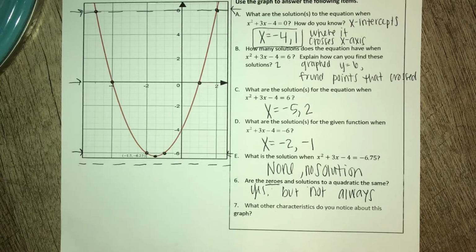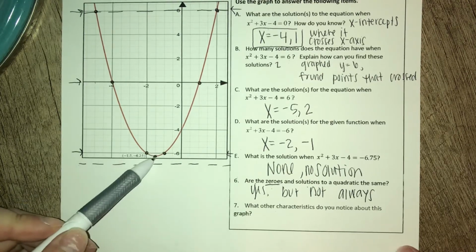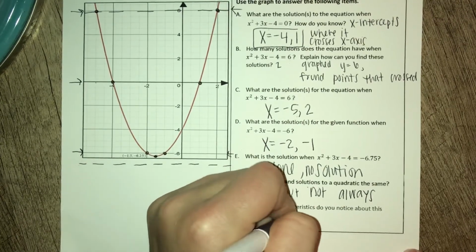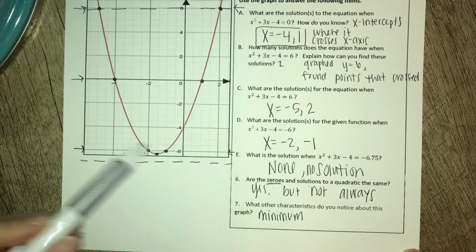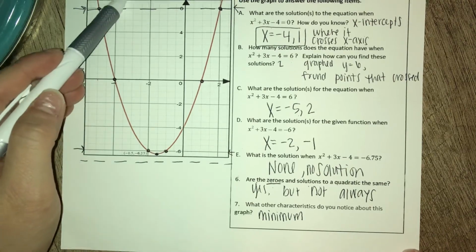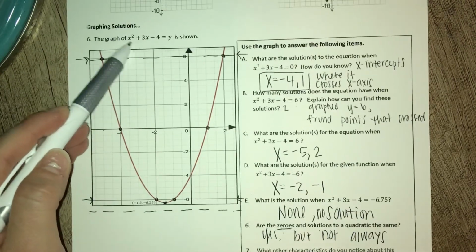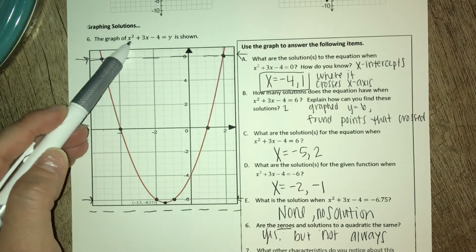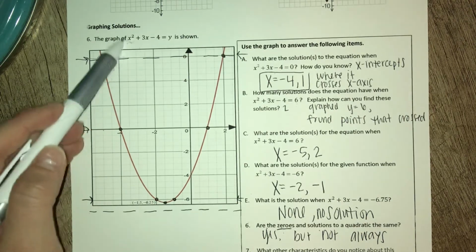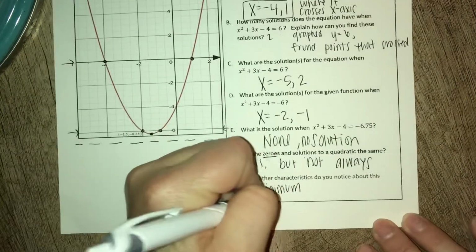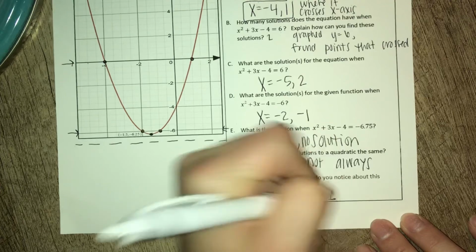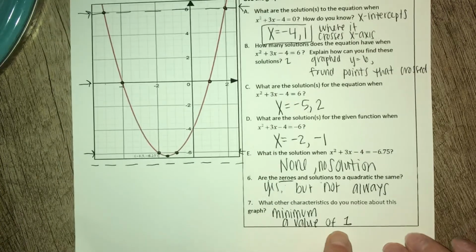Number 7, some characteristics that I noticed is that this would be a minimum. Another thing I noticed is that my A value up here, I know my A value is 1. Whatever number is attached to this, no matter standard form or vertex form, this would represent my A value, so it has an A value of 1, so its movement is going to be the same as a parent function.